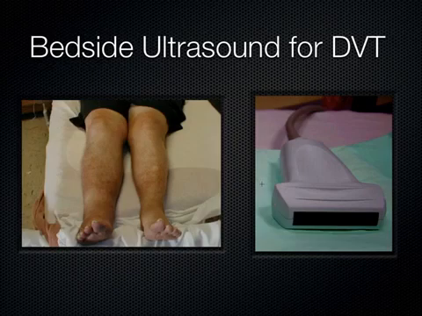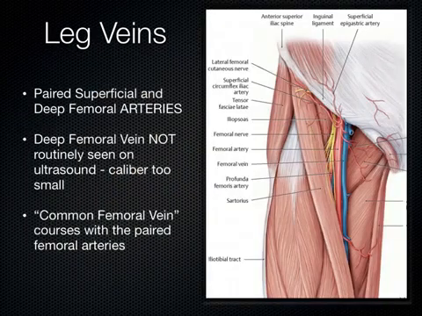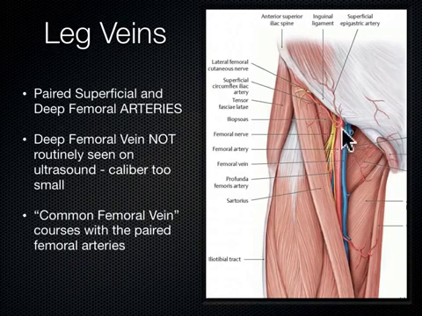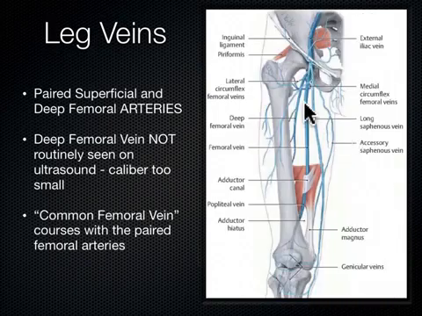So the way you assess for it is you take that linear probe and you compress, I'll show you where. So recall that the superficial and deep femoral arteries lie laterally, and the common femoral vein lies medially. There is a deep femoral vein, but it's of such small caliber that we don't really see it on ultrasound, and therefore it's right down by the femur. It goes really deep, small caliber, not really a clinically relevant vessel.